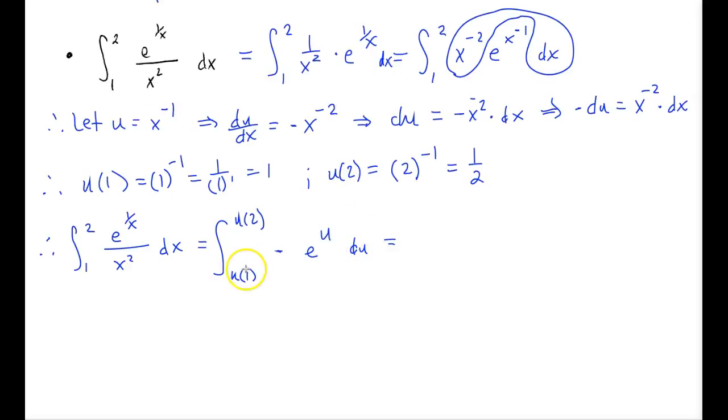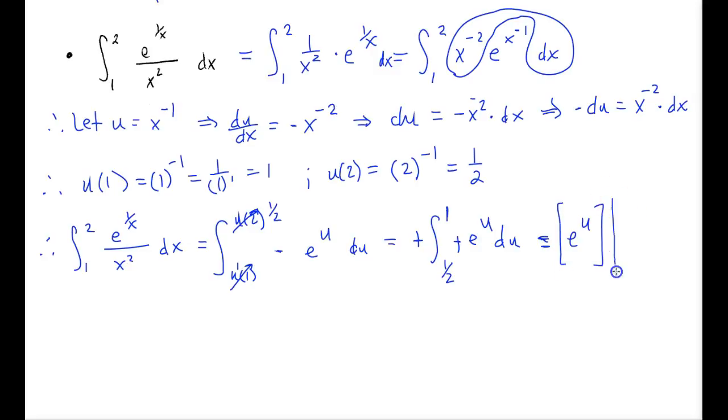To finish it off here, we know that our u of 1 is going to be 1, and our u of 2 is going to be 1/2. So again, we're in a situation where these two numbers are not in the order that they need to be in. To fix that, we have to take the negative of what we have. And of course, a negative times a negative yields a positive. Now we just need to take the antiderivative of e to the u, which is just e to the u, and we evaluate that from 1/2 to 1.